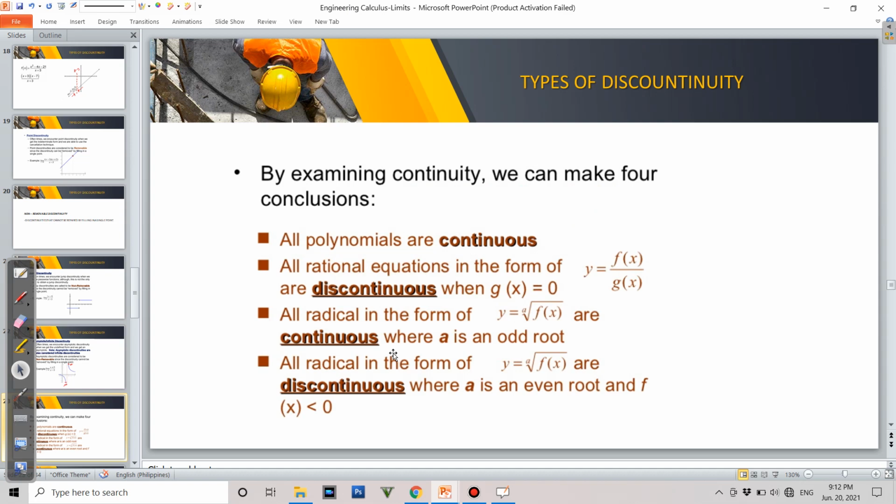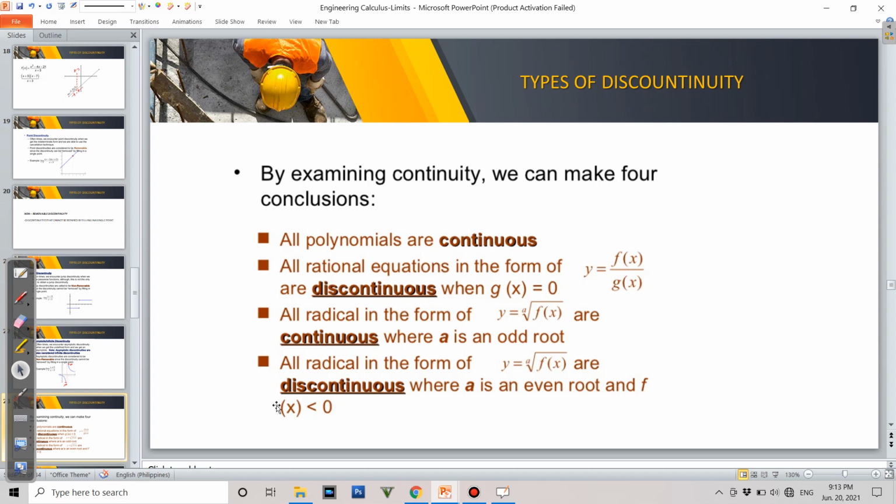First, all polynomials are continuous, and then all rational equations in the form of f(x) over g(x) are discontinuous when your denominator is equal to 0, no? So if your denominator will be equal to 0, undefined na yun na, discontinuous na yun. And then all radicals in the form of y is equal to the a-th root of a function of x, where a is an odd root. Kapag odd 1, 3, 5, 7, 9, 11, 13, 15, basta odd number yung a mo, or the 3rd root, for example, that is still counted as continuous.